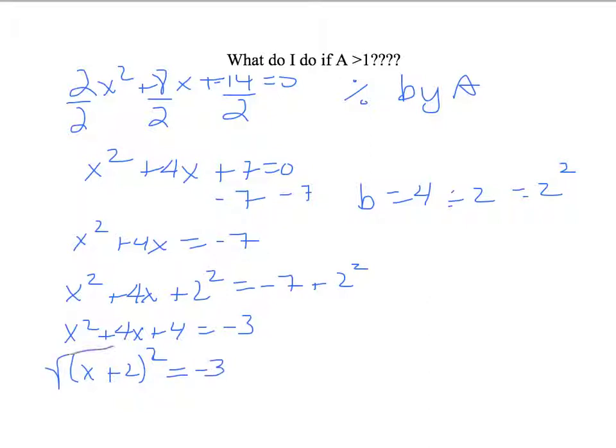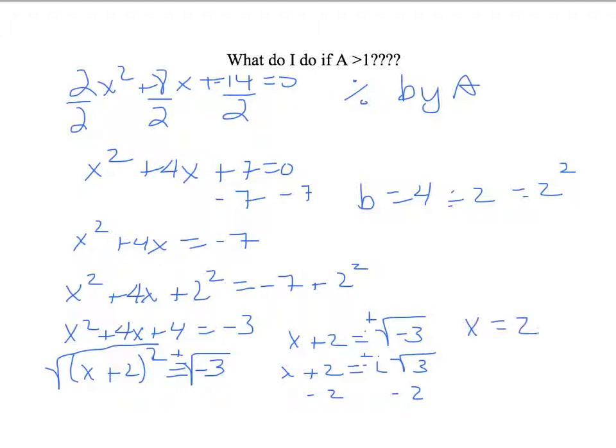So I have to take the square root of both sides. Look, it looks like we'll have an imaginary answer. So I get x plus 2 equals the square root of negative 3, or x plus 2 equals i square root of 3. Subtract 2 from both sides. Oh, what did I forget? I forgot the plus or minus. So my answer turns out to be x equals negative 2 plus or minus i square root of 3.